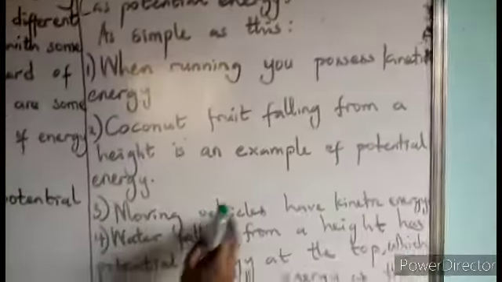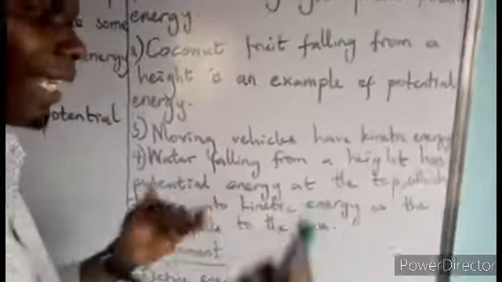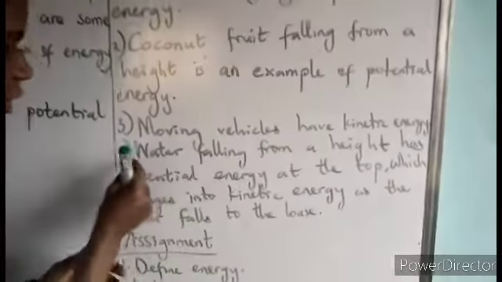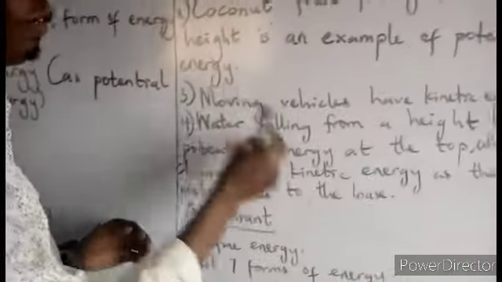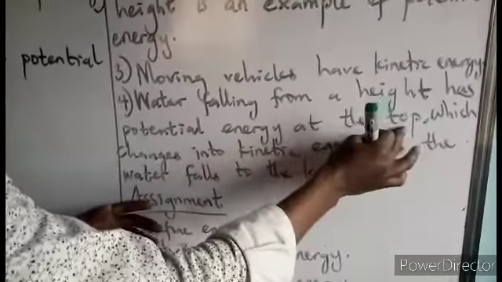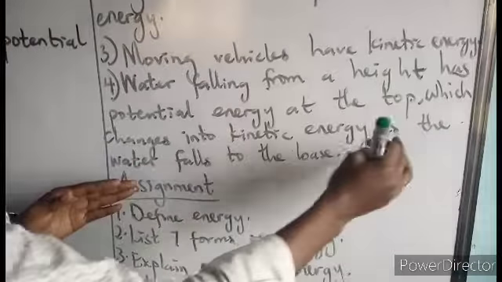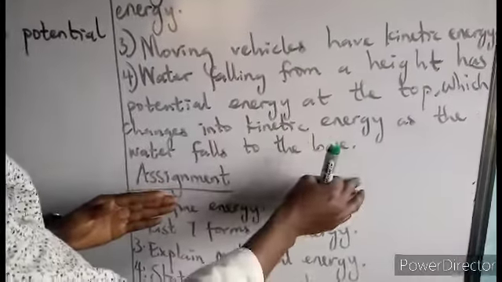Good. Now, moving vehicles have kinetic energy also. Yes. When vehicles move on the road, they have kinetic energy. Now, the last example, water falling from a height has potential energy at the top, which changes into kinetic energy as the water falls to the base.